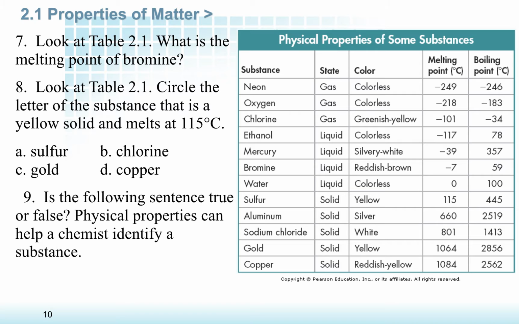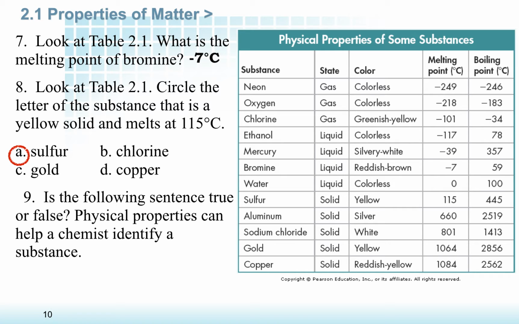Look at the table. What is the melting point of bromine? So I go halfway down. I see bromine. It's a liquid, reddish brown. -7 is the melting point, which is right here. So I now know that's the melting point. The yellow solid that melts at 115, if I go down there, there's only one solid that's yellow and melts at 115, and that would be sulfur.